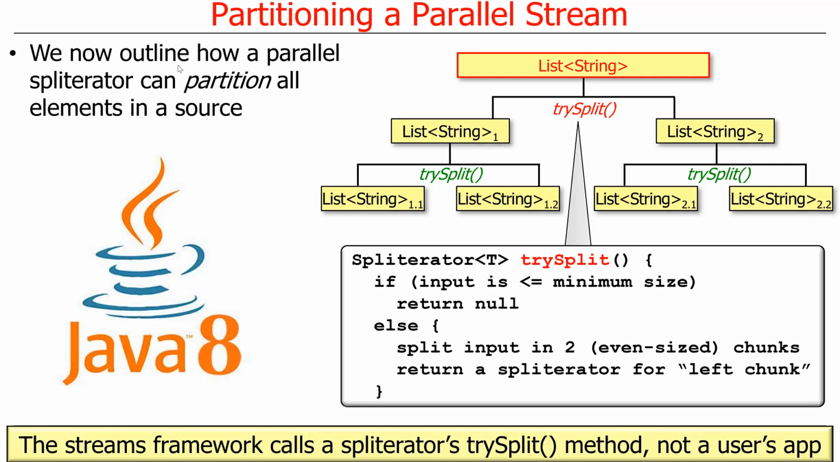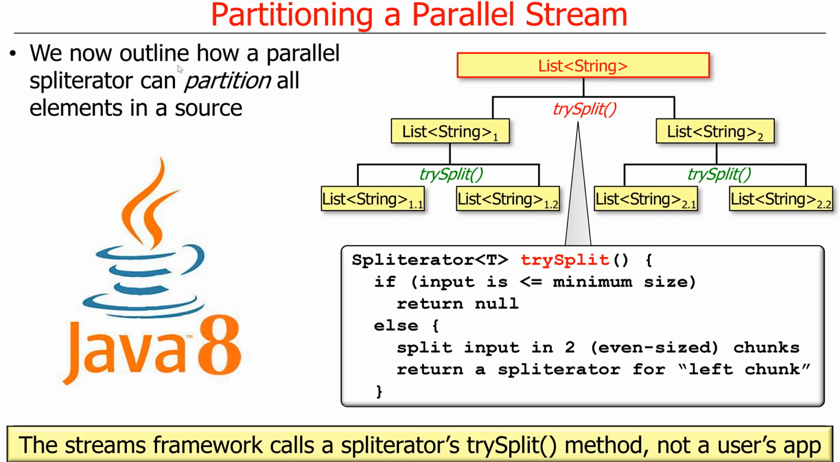And this is a lot more interesting in some ways than the iteration part, or the part that just goes ahead and traverses. The magic here centers around a method called try-split. The try-split method is called by the Java Streams framework for parallel streams, not for sequential streams. It's typically not called by your app. You could call it if you wanted to, but it would be wasteful because it's not really intended to be used in this way.